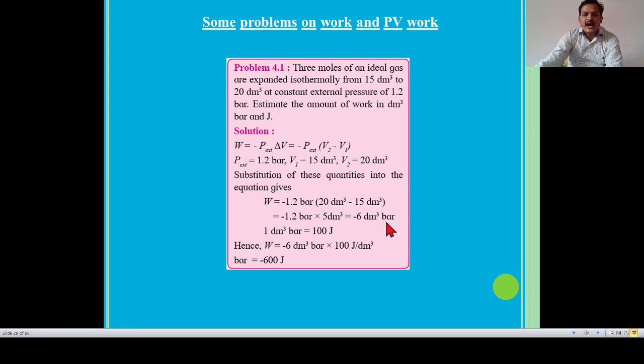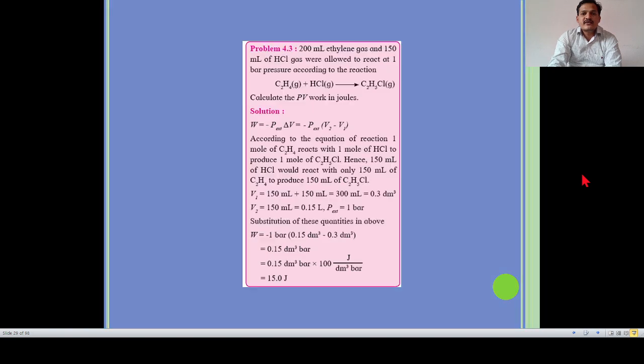So we have to convert the work done into joule. 1 dm³ bar is equal to 100 joule. So W is equal to minus 6 dm³ bar into 100 joule per dm³ bar, which gives the value minus 600 joule. That is the first problem.